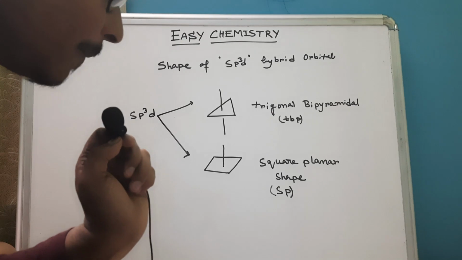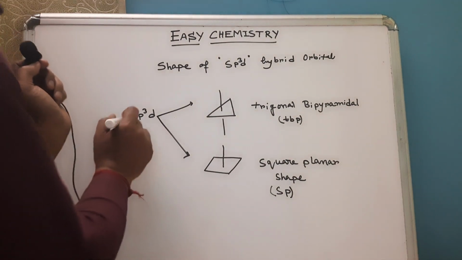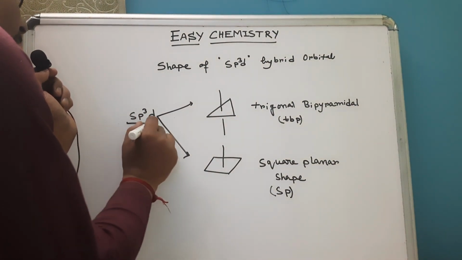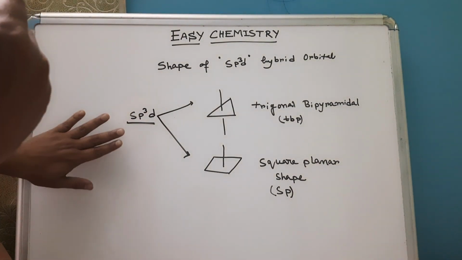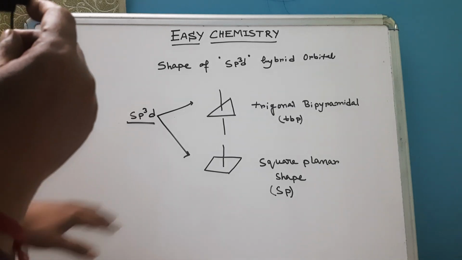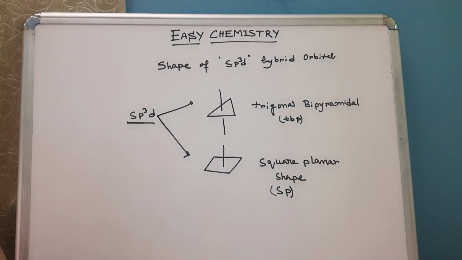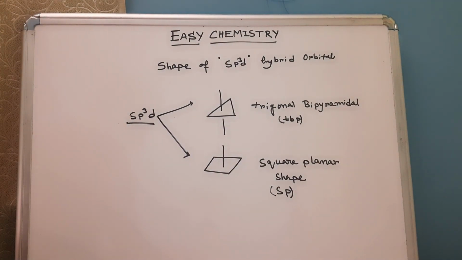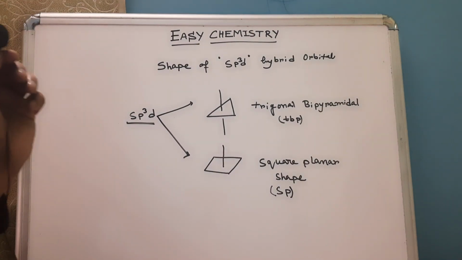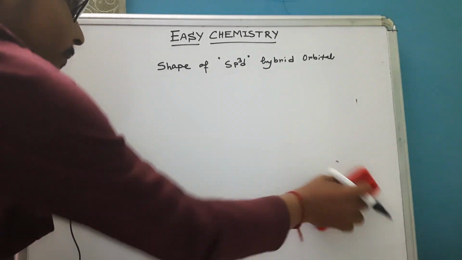Before going through these details, we are going to discuss the details of sp3d hybridization. The basic thing is that the sp3d hybrid orbitals can have two kinds of shape. One is trigonal bipyramidal and another is square pyramidal shape. First of all, we are going to discuss what happens in sp3d hybrid orbitals. Mind it. So let us look at what happens.